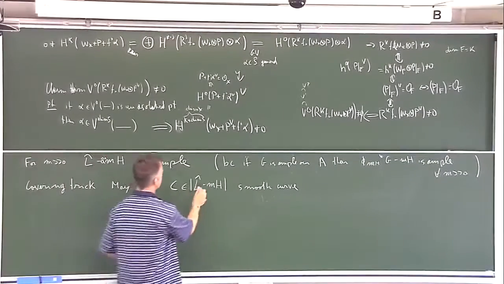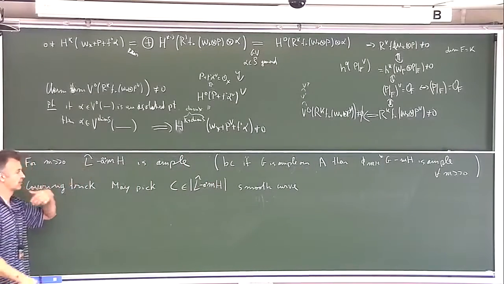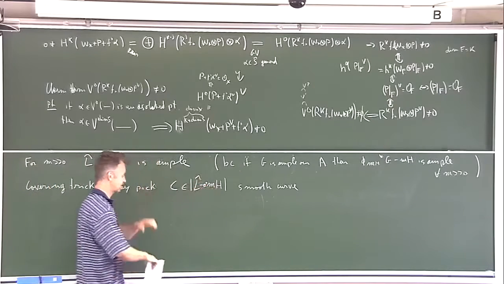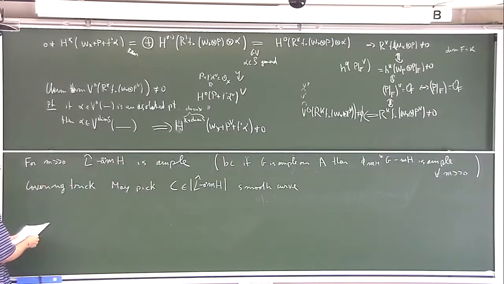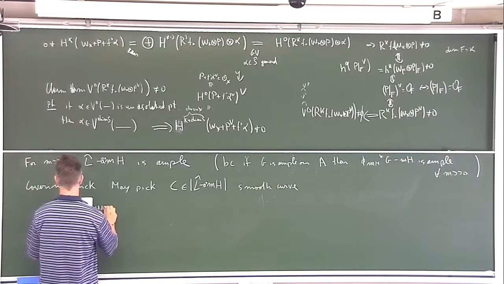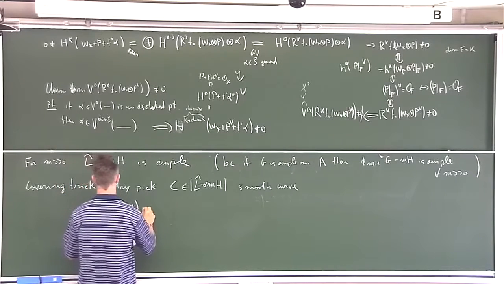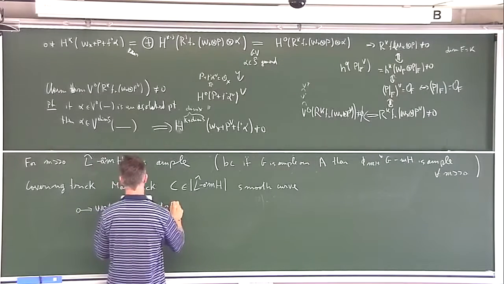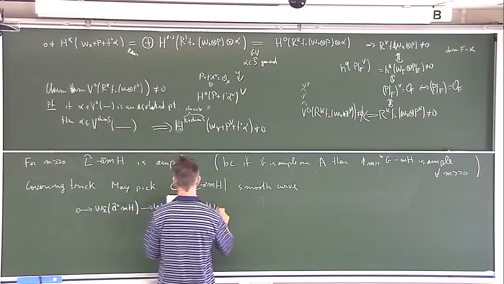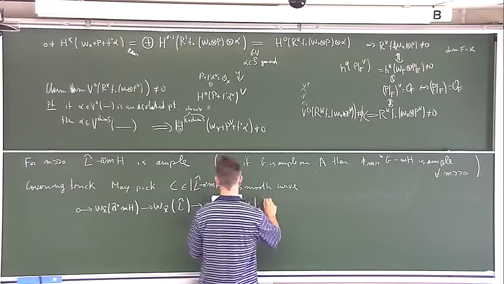So then you can't assume that it's very ample, but you can use these covering tricks to then assume that you have a smooth curve in that linear series. And now you're going to look at this short exact sequence: 0 to omega X hat tensor A hat upper star MH, to omega X hat tensor L hat, to omega C tensor A hat upper star MH restricted to C, to 0.